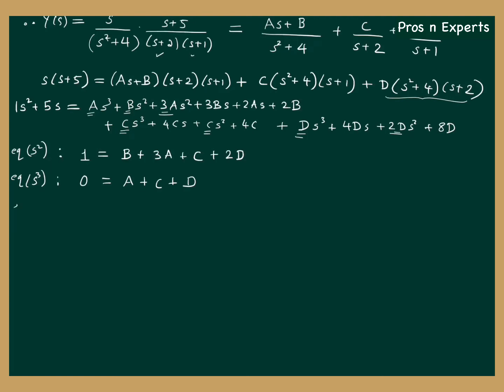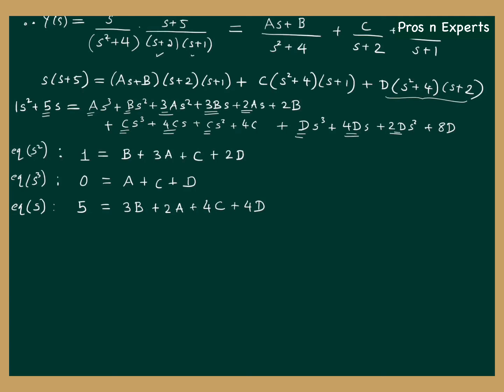What should be next? Next can be equating the coefficient of s on both sides. In LHS, 5 is the coefficient of s, and in RHS there will be a lot of terms: 3b plus 2a plus 4c plus 4d. So 5 equal to 3b plus 2a plus 4c plus 4d.